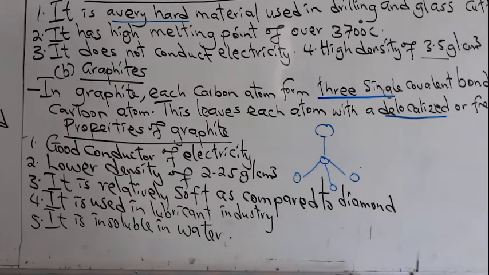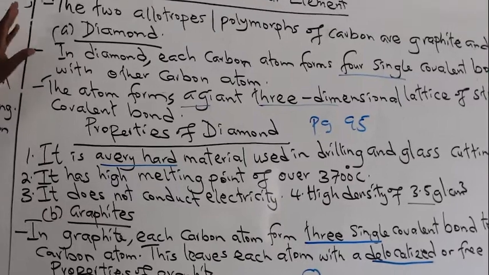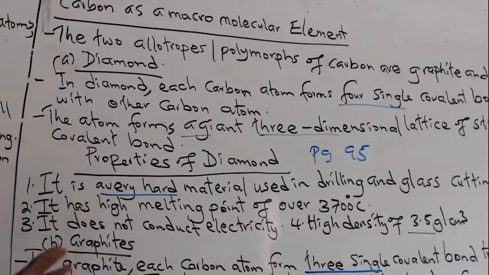So graphite cannot dissolve in water. This marks the end of this part where we were looking at carbon as a macro. Macro simply means that it is composed of other allotropes, for example, diamond and graphite. So those are the major concepts that we are supposed to learn under carbon and its compounds.